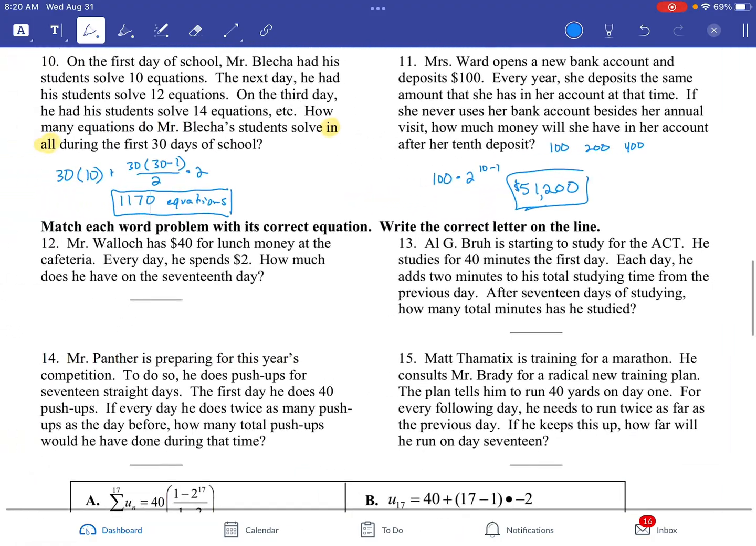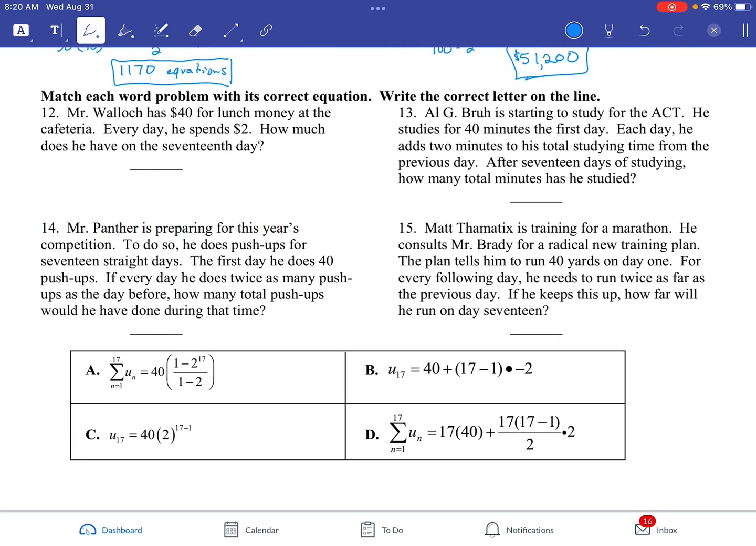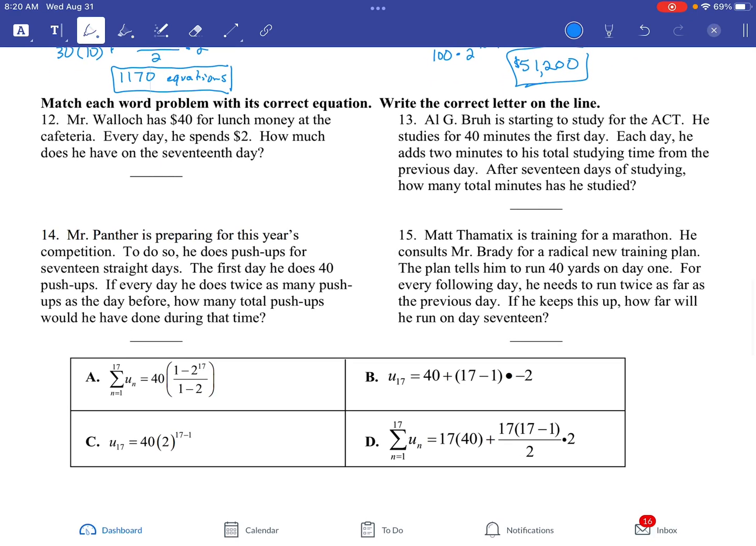All right. So the next section, we have some word problems, and you want to find the sequence, or the formula that goes along with them. So let's look at number 12. Mr. Wallach has $40 for lunch money at the cafeteria. Every day he spends $2. How much does he have on the 17th day? So this is asking for the 17th day, not overall, which is an explicit formula. And since he's spending $2 every day, you're looking for an algebraic explicit formula, which is going to be B.